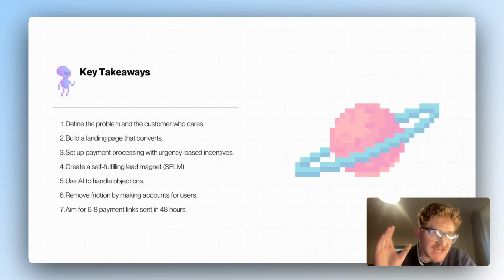The next thing is just set up a payment processing system with urgency-based incentives. So get Stripe, create a Stripe link for $70 and say, look, if you buy within the first 2 days, or in the next 24 hours, we'll give you bonus, bonus, bonus, and bonus.